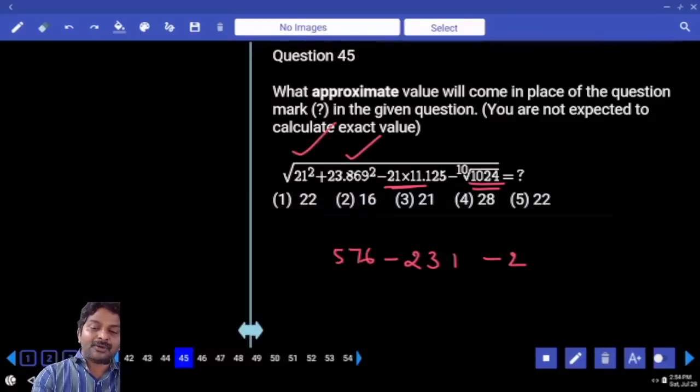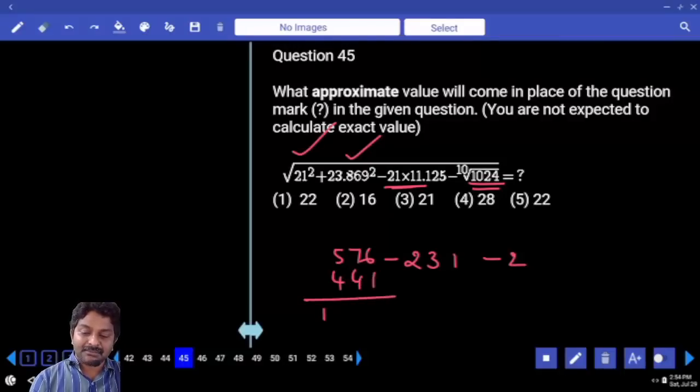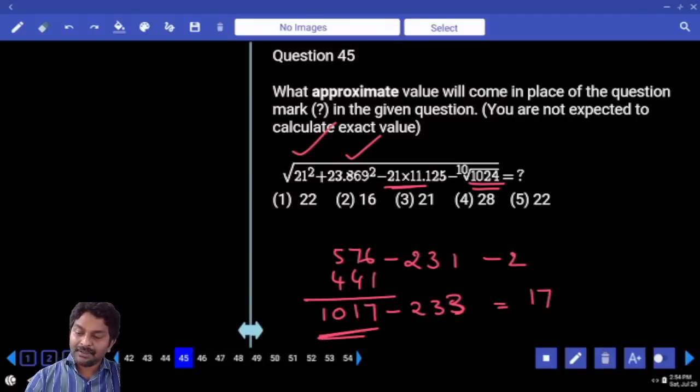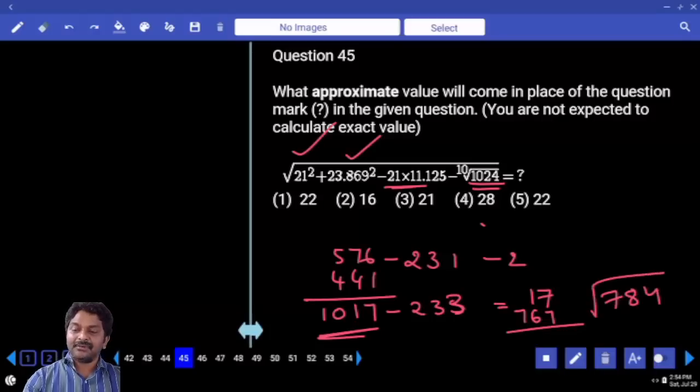576. Again one more positive, 21 square, 441. Sum of both the positive numbers is 1017. From that you need to subtract 233. Okay. Is it okay? This is how much more than 1000? The other number is how much less than 1000? 767. Sum of both the numbers 784. Under root of 784, 28.